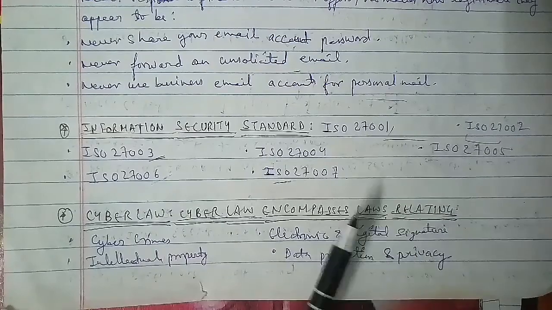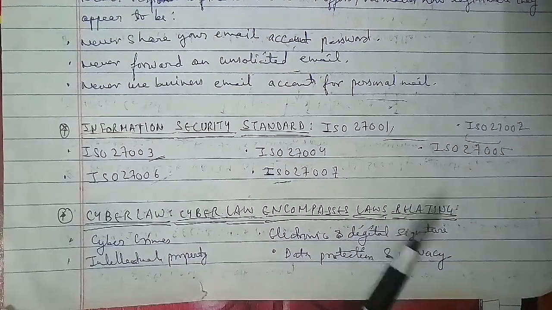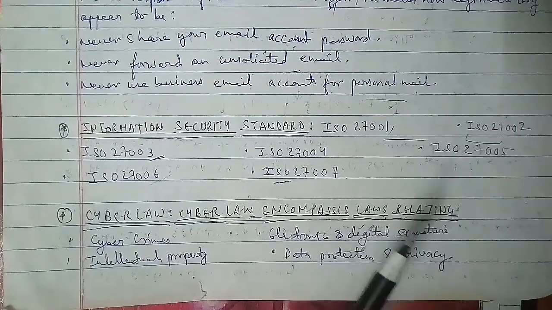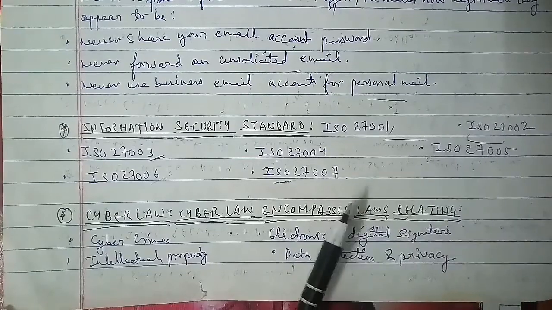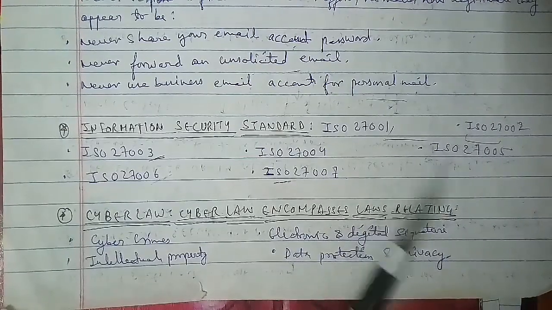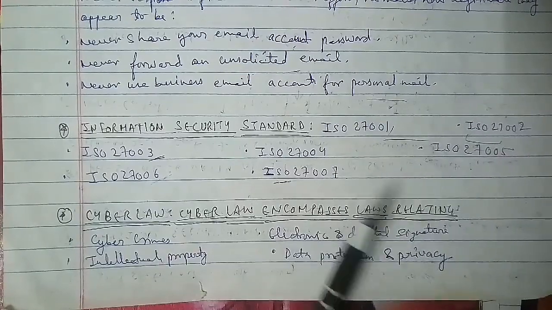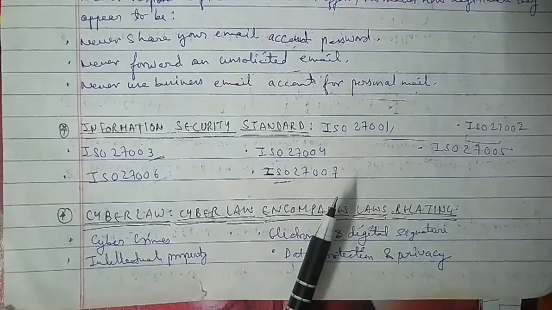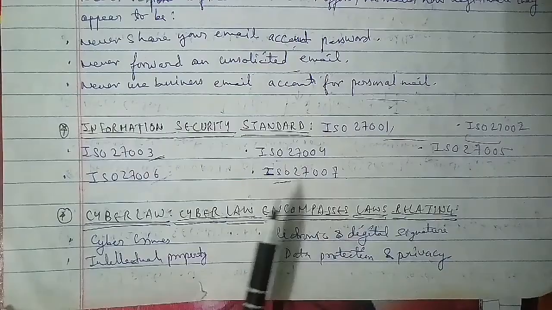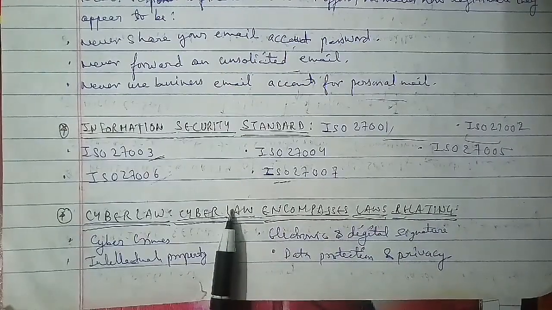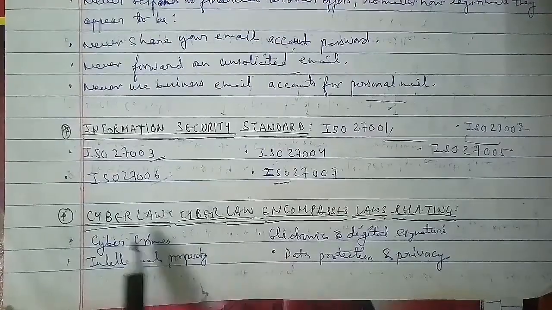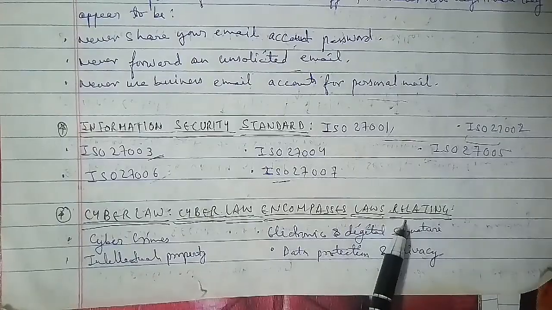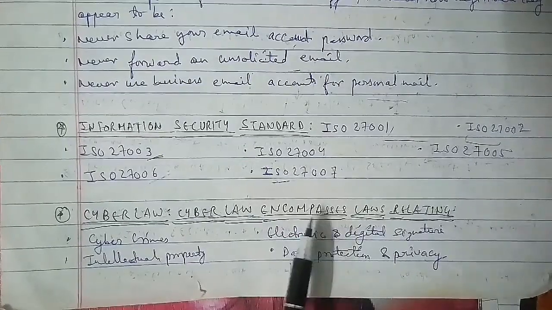Law encompasses the rules of conduct. The first is that they have been approved by the government, the second is that they are in force over a certain territory, and the third is that they must be obeyed by all the persons on that territory. Violations of these rules could lead to government actions such as imprisonment or fine, or an order to pay compensation as well. The cyber law encompasses the law relating to: the first is cyber crimes, the second is electronic and digital signature, the third is intellectual property, and the fourth is data protection and privacy.